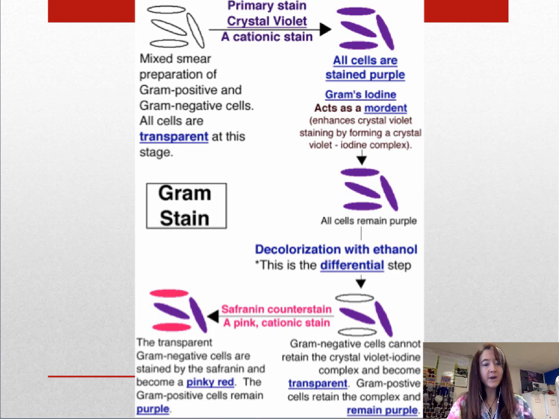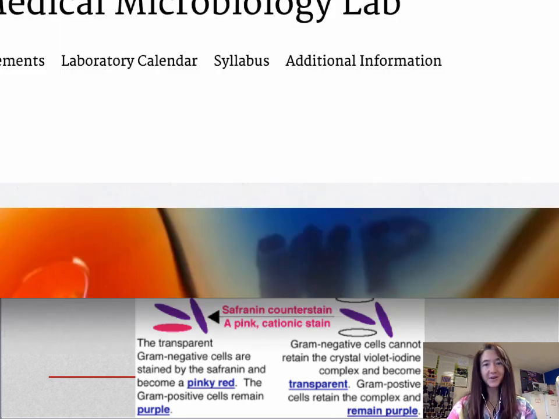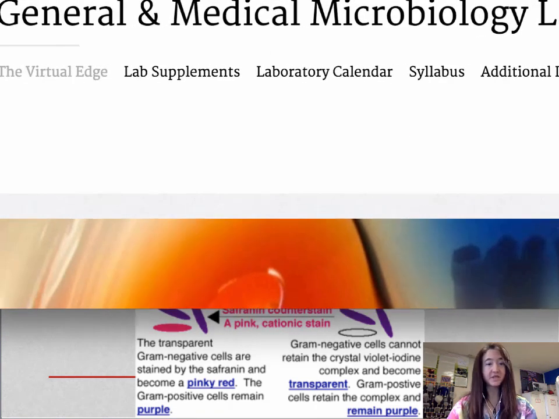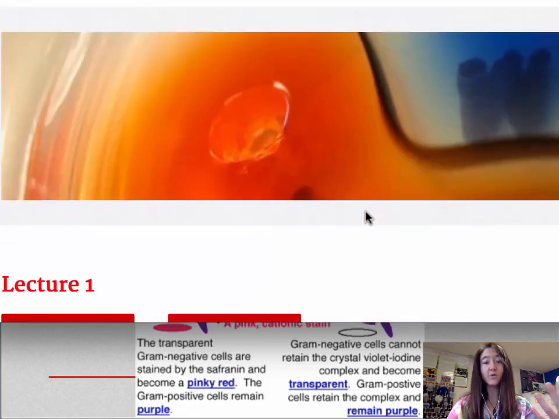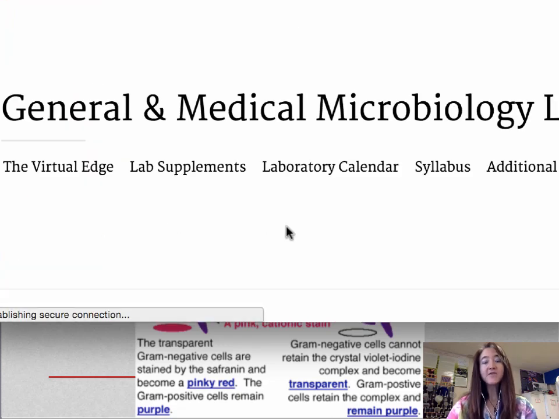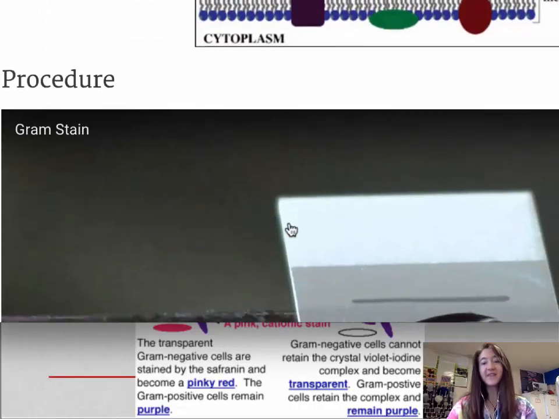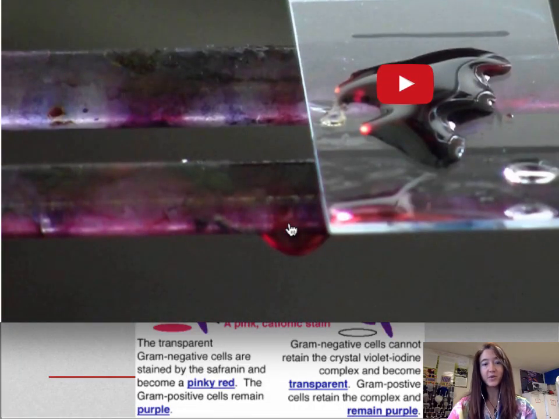When you perform a gram stain, it is going to utilize more than one dye. In fact, two. That's why it's a differential stain. It's going to use a pretty pink safranin and a pretty purple crystal violet. Now, we're going to go through this gram stain step by step, but before we do that, I want to remind you to go to the virtual edge and be certain to watch the procedural elements of this gram stain. Make sure you go to Lecture 3, Experiment 5, and find your way to the gram stain procedural video and review. This is a fantastic way to get yourself ready for the procedure.